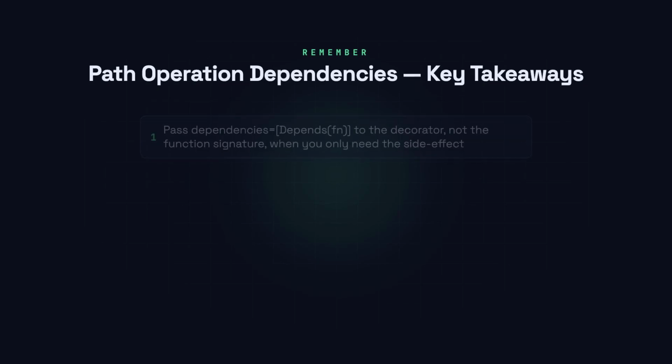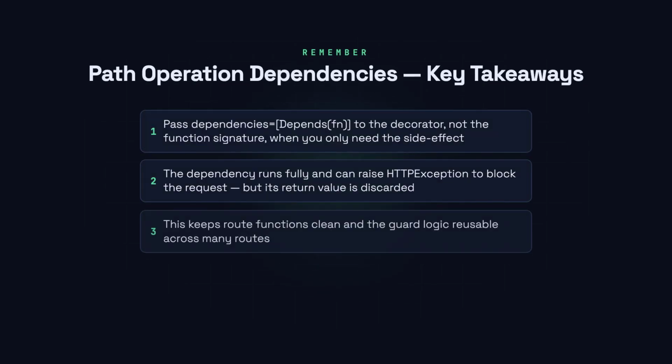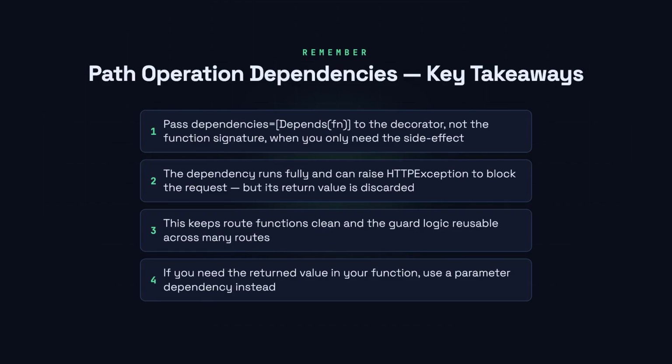To summarize, path operation dependencies let you attach reusable guard logic like authentication or rate limiting directly to a route decorator using the dependencies list. They run before your function, they can block requests by raising exceptions, but their return value is intentionally ignored. Use them to keep your route functions clean and your cross-cutting concerns in one testable place.